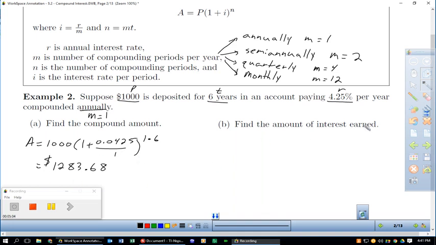Now the amount of interest earned is going to be this amount right here minus the initial amount. So $1,283.68 minus the original amount, which was $1,000. So our interest is $283.68.